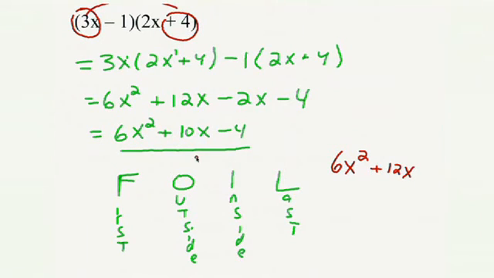Inside or inner term says to multiply this term by this term. Negative 1 times 2x is negative 2x. And finally, multiply the last term, negative 1, by the last term, positive 4, giving you negative 4. You'll notice what I have written here is exactly what we have written here. Really, these two methods are equivalent to each other.